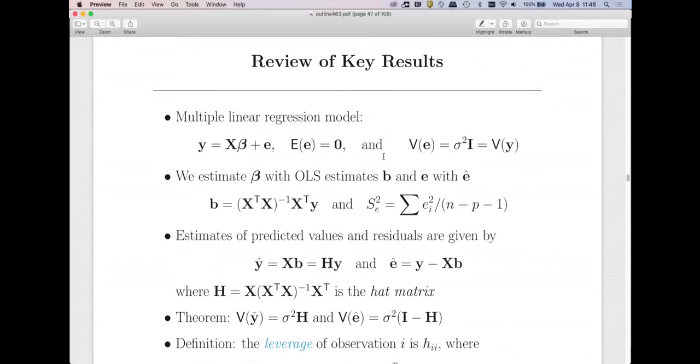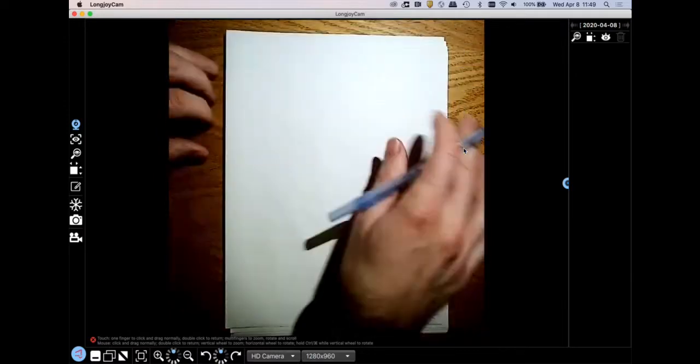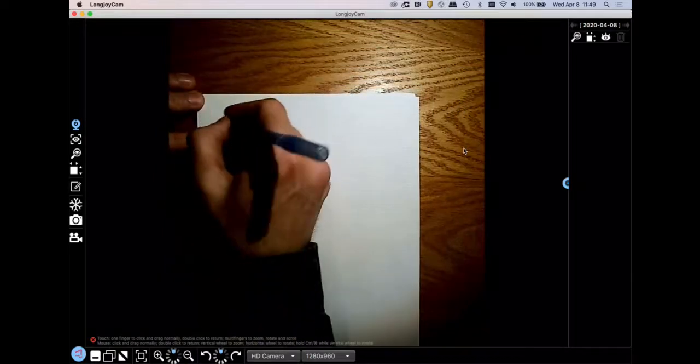The second assumption is that the errors have constant variance. So what this statement means is it's a very concise way to say that all of my errors are independent of one another, well, uncorrelated with each other, and they have the same variance. So let me just go over to the document camera and show you exactly what I mean by this.